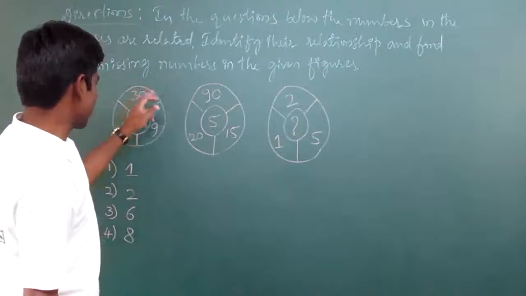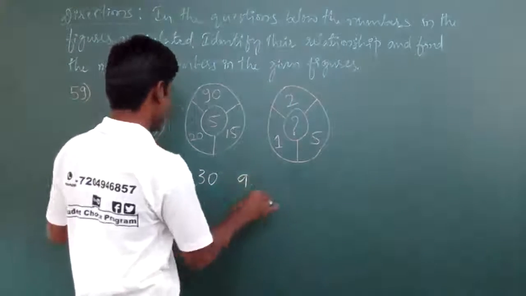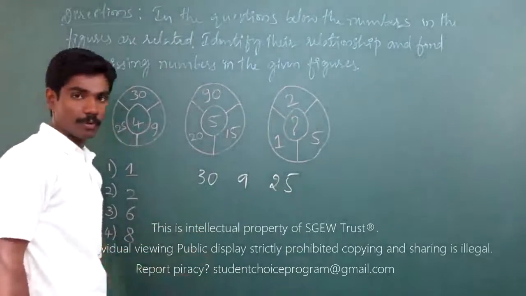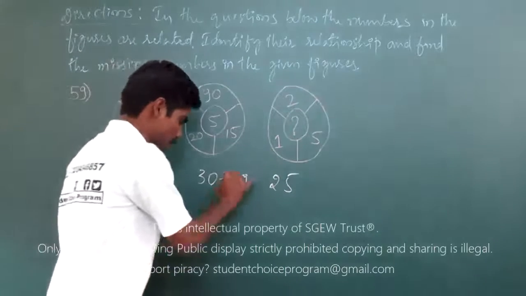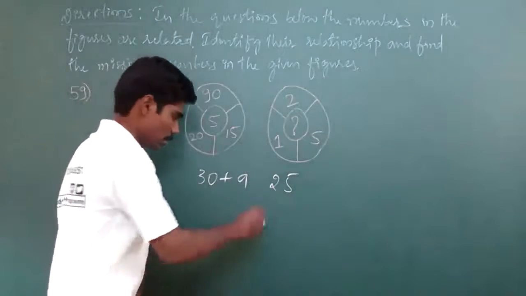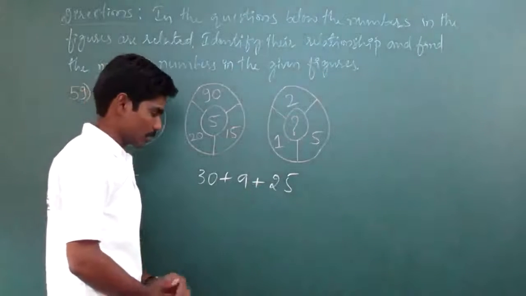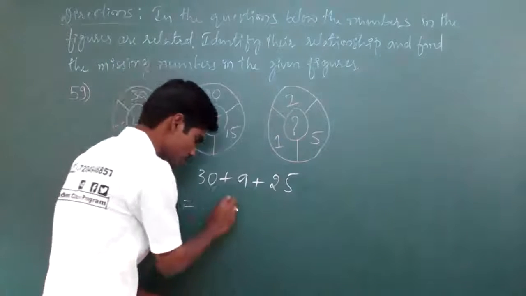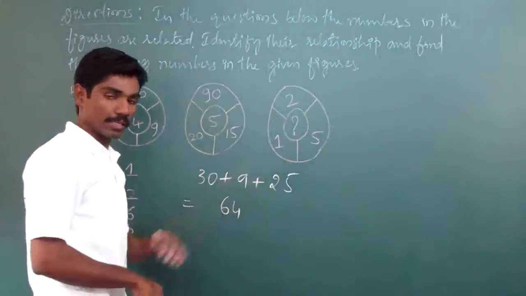For that, first let me consider the numbers 30, 9 and 25. Now using these numbers I have to get 4. Okay. Now what I'll do, first let me add 30 plus 9. What is 30 plus 9? It is 39. Let me add once again 39 plus 25. What do I get? Yes, 39 plus 25, of course it is 64. But I have to get 4 using these three numbers.